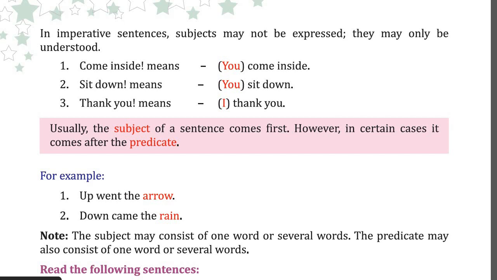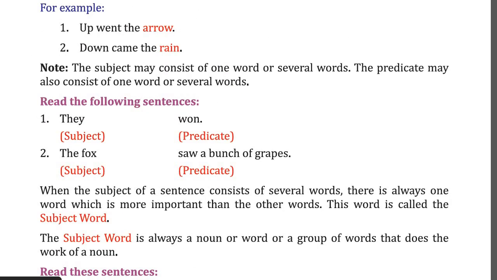In imperative sentences, subjects may not be expressed, they may only be understood. See, "Come inside" means "you come inside". Here you is hidden. "Sit down" means "you sit down". "Thank you" means "I thank you". Usually the subject of a sentence comes first. However, in certain cases it comes after the predicate. Example, up went the arrow. Down came the rain. The subject may consist of one word or several words. The predicate may also consist of one word or several words.